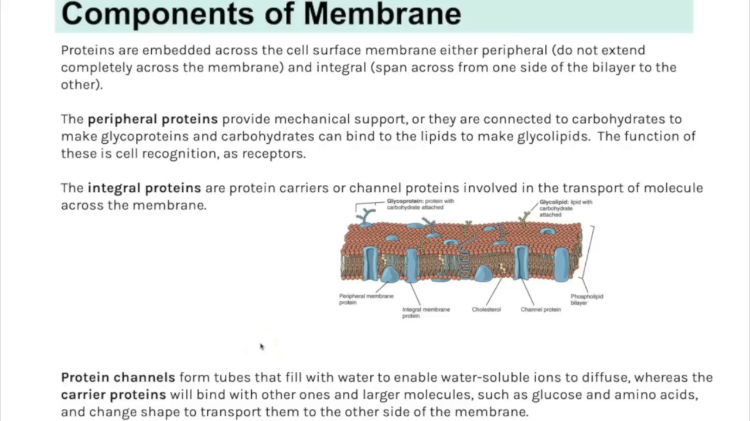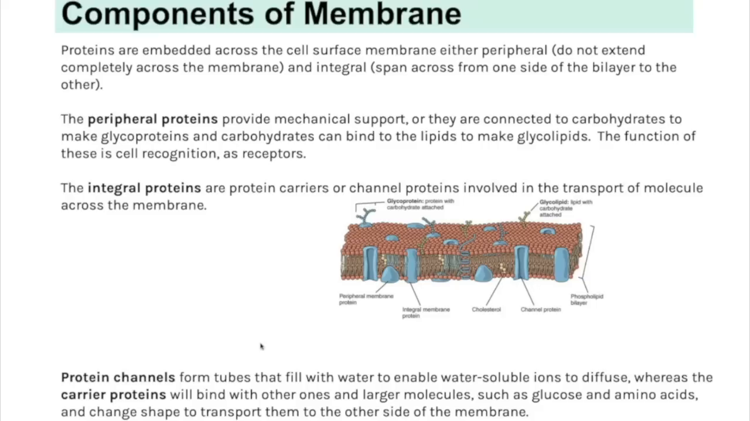The peripheral proteins provide mechanical support, or they can connect to carbohydrates to make glycoproteins, and also carbohydrates can bind to the lipids directly to make glycolipids. The function of these is cell recognition or as receptors.